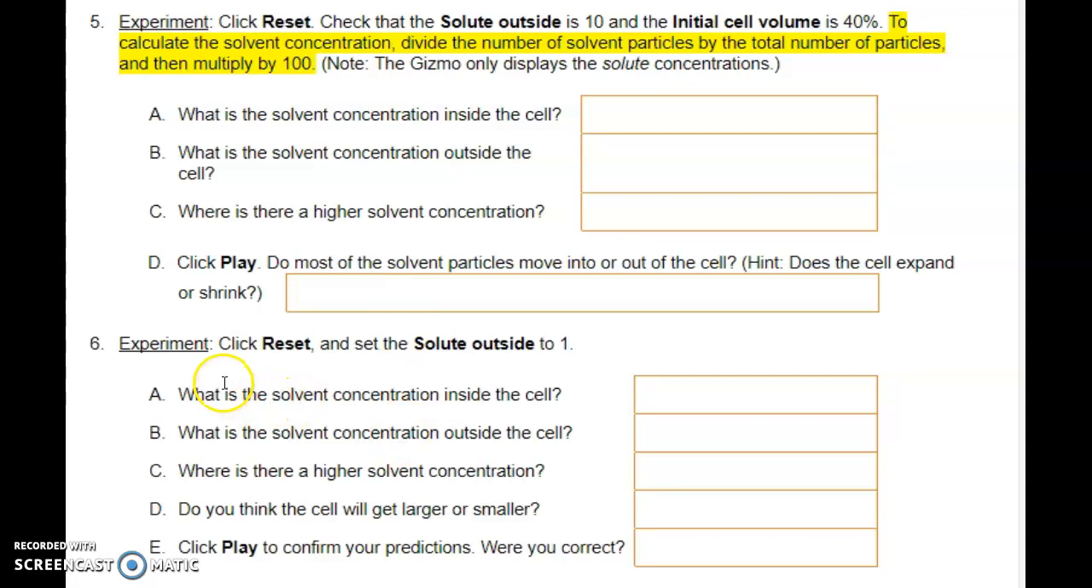Then for the last experiment, you're going to click reset and set the solute outside to 1, which is the minimum. So you'll do another solvent concentration. Again, you'll look at that table of particles. How many particles did you have inside? Divided by the total particles inside. Multiply by 100 to get a percent. Same thing for the outside. Where is it higher? Then you're going to predict if the cell is going to get larger or smaller, and then click play to confirm your predictions and see if you were correct.